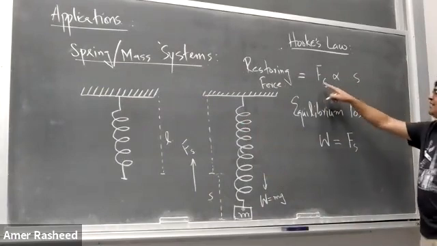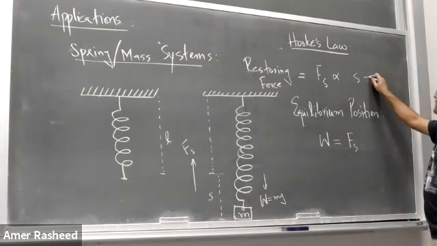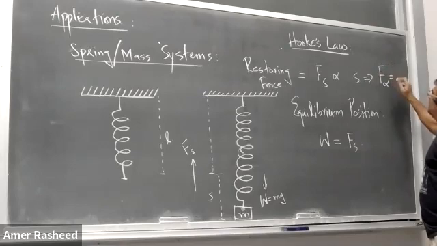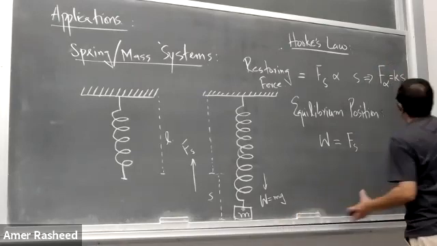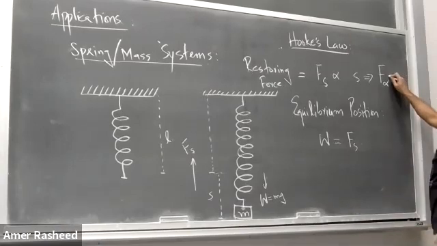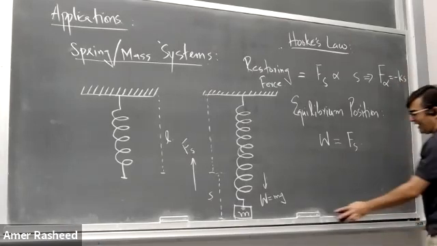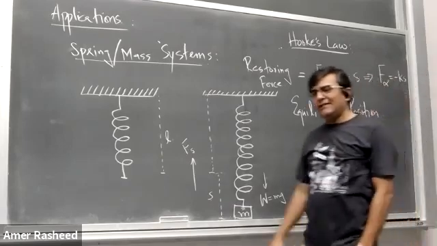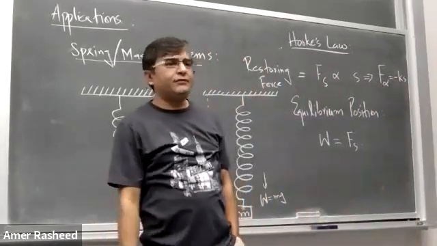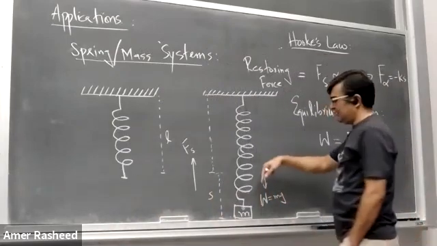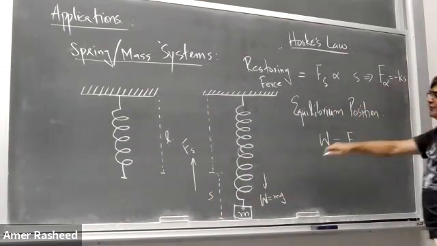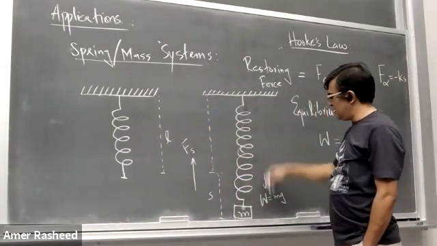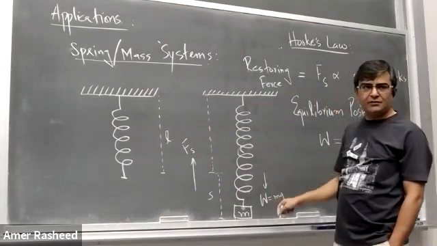Now, if Fs is directly proportional to S, then it means that Fs is equal to some constant K times S. And there must be a negative sign here because the direction of the force is exactly opposite to the direction of the weight force. The negative sign represents that the direction of this force is opposite to the direction of this weight force.